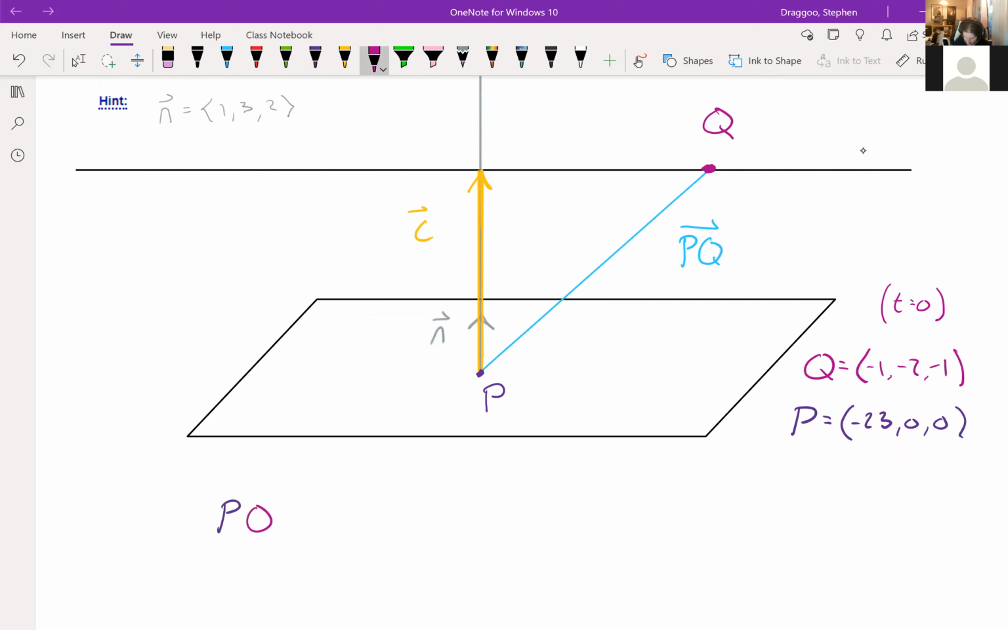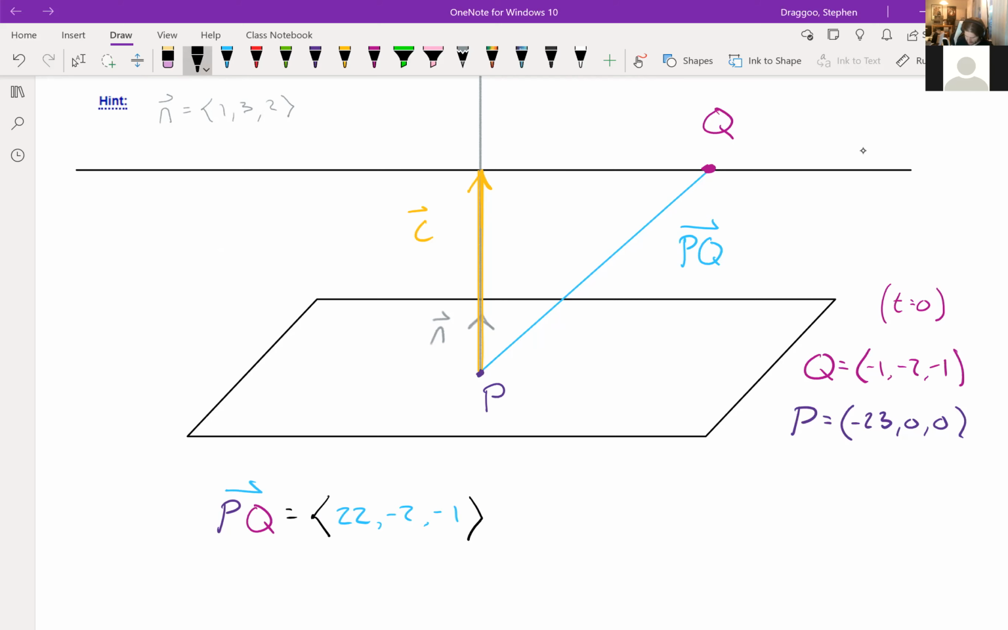So PQ, if I go in that direction, what do we get over here? So it's Q minus P. So -1 minus -23 is positive 22, -2, -1. Cool. So now I've got myself a vector.